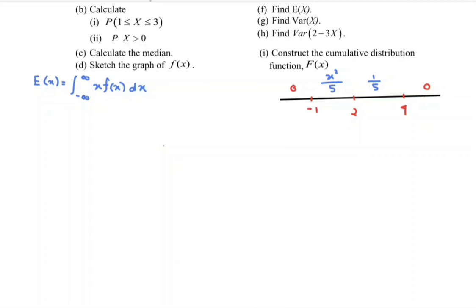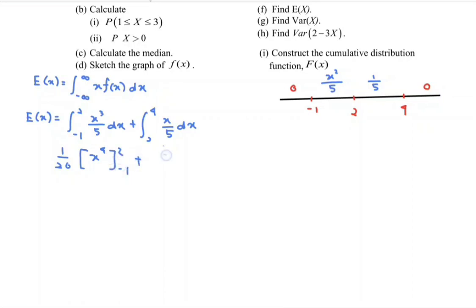So let's begin. E(X), where we have integrate, start from negative 1 until 2 for the function x to the power of 3 over 5 with respect to x. Plus, start from 2 until 4. So here we'll have x over 5 with respect to x. Kindly integrate the situation, x to the power of 4, bracket, we have 1 over 20, 2 and negative 1. Plus we have x squared, bracket, 1 over 10, we have 4 and 2. So let's substitute the situation.